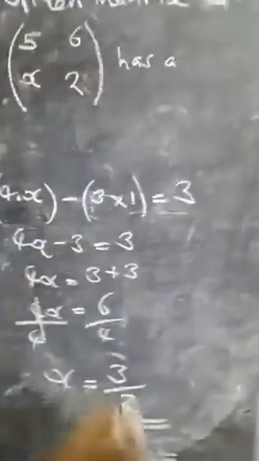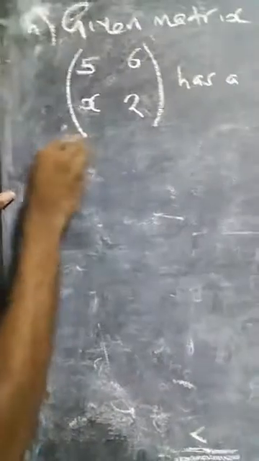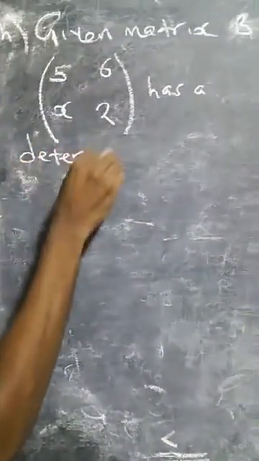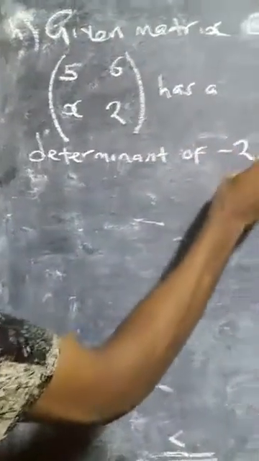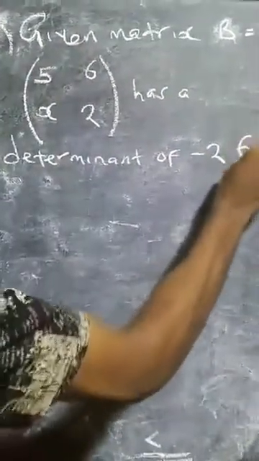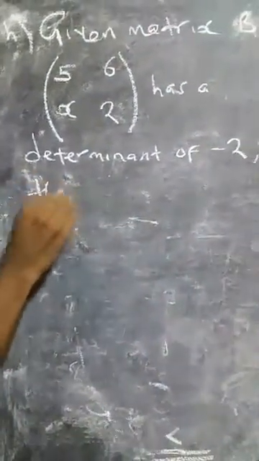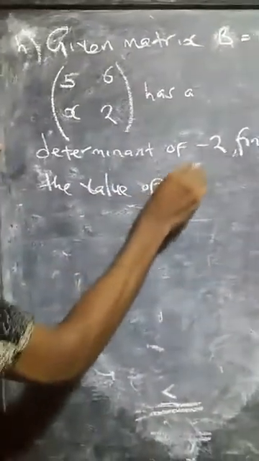So we look at the last question on this. B has a determinant of -2. Find the value of x.